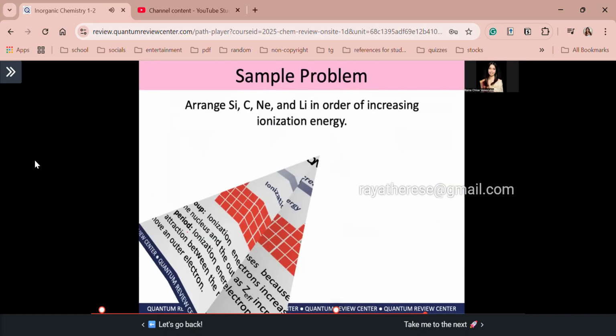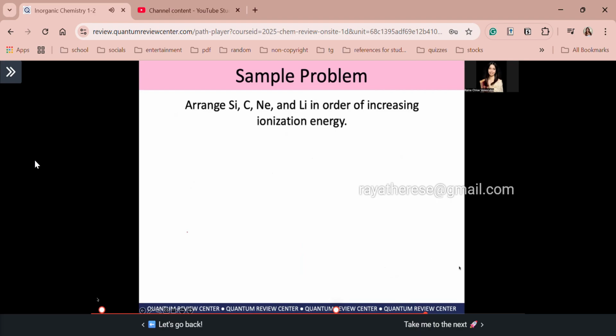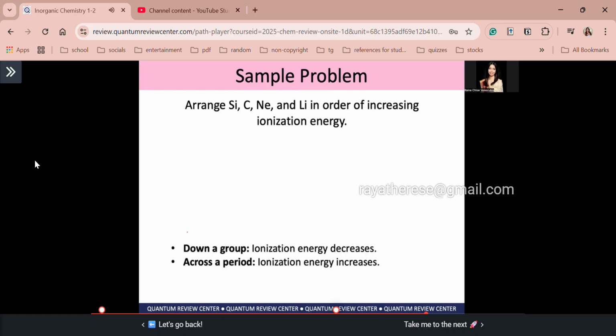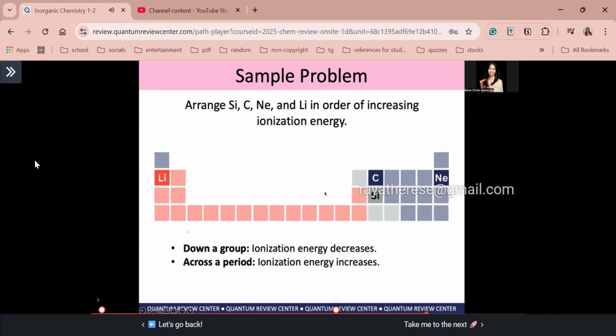Okay? Sample problem. Okay, pause this video first and try to answer. Okay, let's answer. Arrange silicon, carbon, neon, and lithium in order of increasing ionization energy. Guys, again, down the group, ionization energy decreases. Across a period, ionization energy increases. And this is our periodic table. Okay, tingnan natin. So si lithium, siya ang nasa leftmost na periodic table, then carbon, then silicon, then neon. Okay, so ano kaya answer, guys?